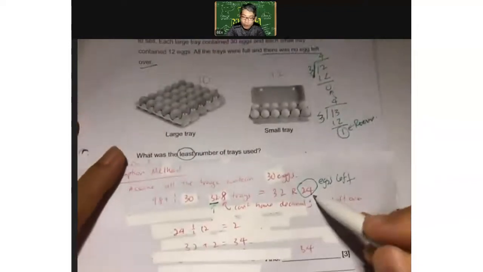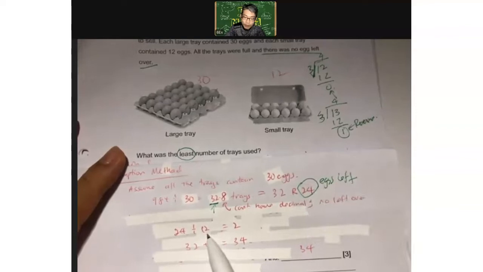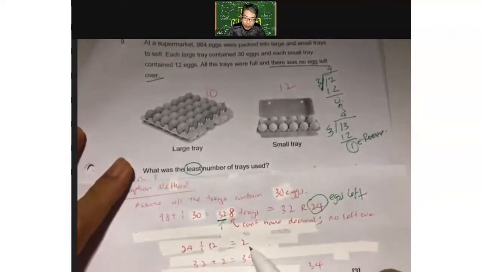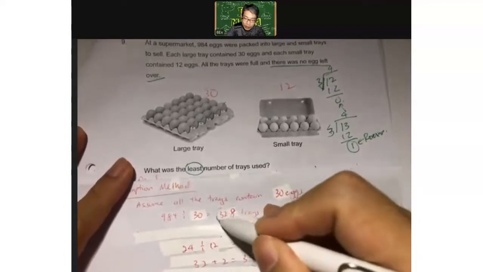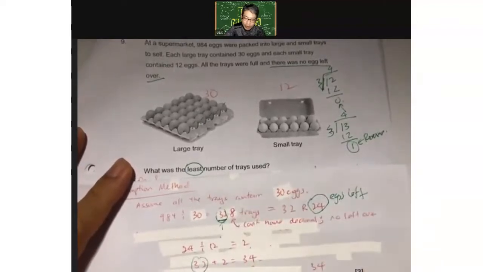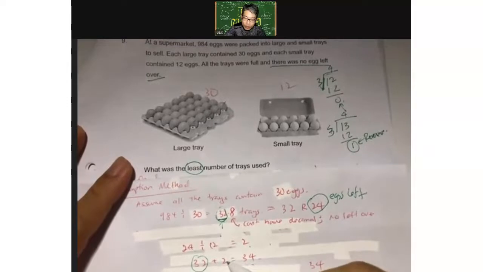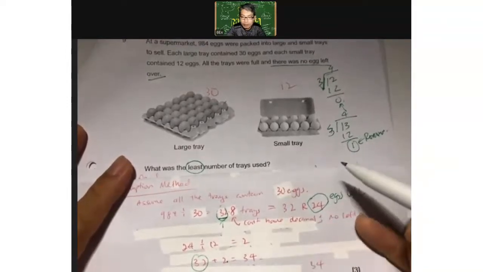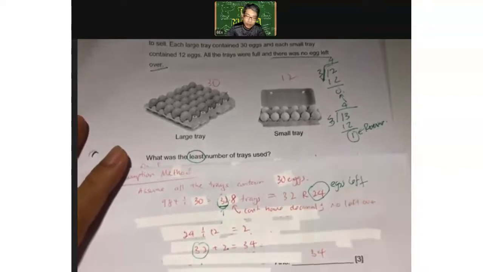So 24 eggs can be put inside 2 trays of 12, right? The smaller tray can hold 12 eggs. 24 divided by 12, I get 2 trays. So in other words, I have 32 big trays of 30 eggs plus 2 trays of the smaller tray. I get 34. Okay, that's how you do this question.